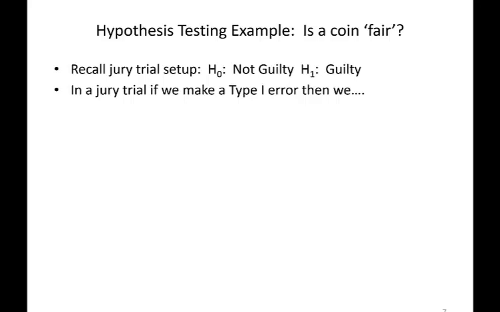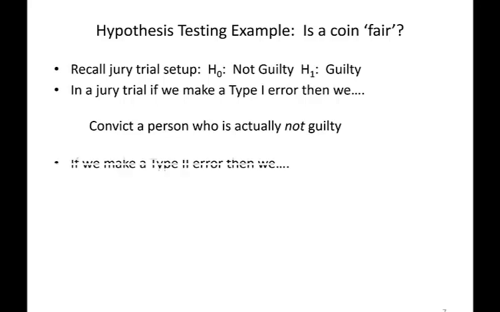So let's think about these errors in terms of our jury trial setup. If we have the null hypothesis that someone is not guilty, then a type 1 error happens when somebody who's not guilty is convicted, and that's a mistake. Innocent people are sent to prison, and that's an error. We make a type 2 error when we fail to convict a person who is guilty. So somebody's broken the law, and the evidence just isn't strong enough to convince the jury, and so they're set free, and that's again something that we don't want to have happen.